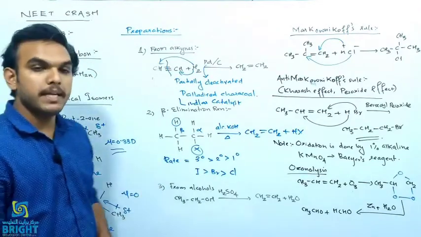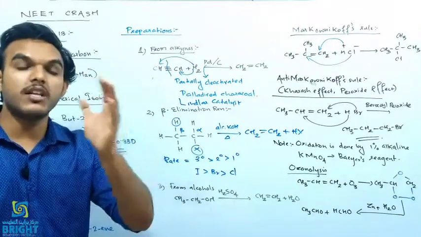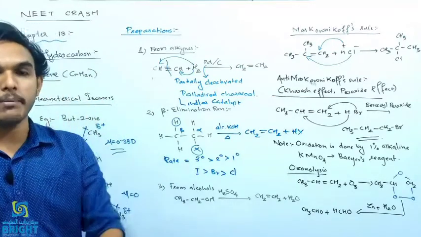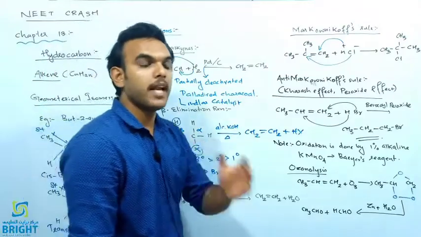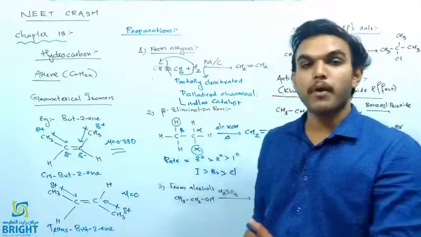What is the rate of beta elimination reaction? If it is primary, secondary, tertiary, the rate is tertiary greater than secondary greater than primary. If it is chlorine, bromine, iodine, it will be higher for iodine, having higher molecular mass, then bromine, then chlorine.